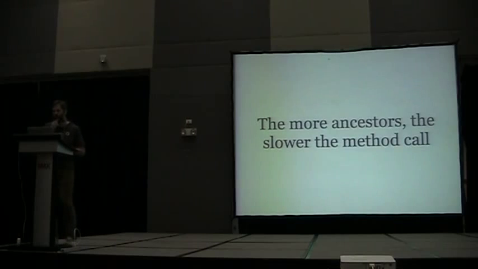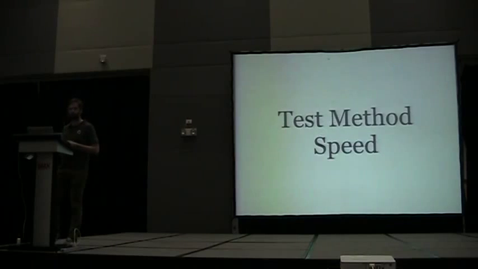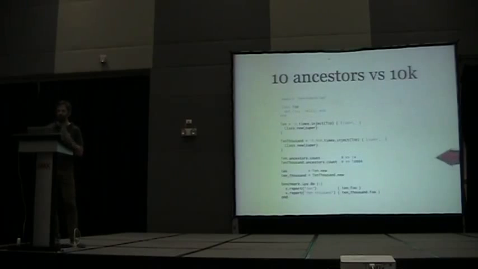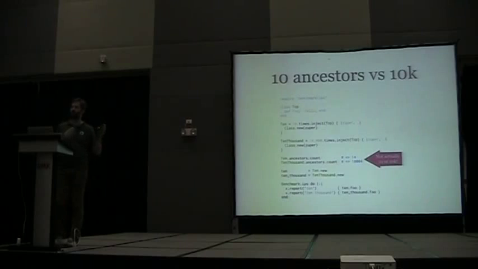So we can actually test this out. I wrote some code to test out method speed. You don't really need to read this too closely, but essentially it says, okay, we're going to set up a class with 10 ancestors. We're going to set up another class with 10,000 ancestors, and then we're going to see which one is slower to call a method against. You'll notice here that number is not actually 10K. It's because there are some other classes, but it's close enough, right?